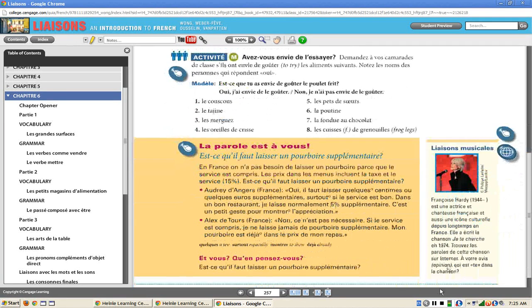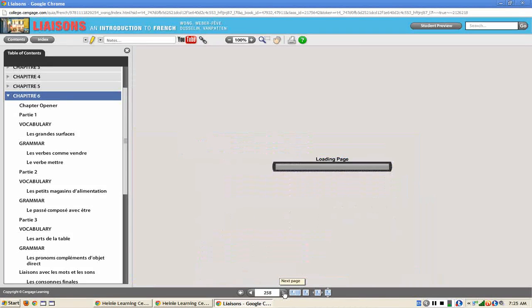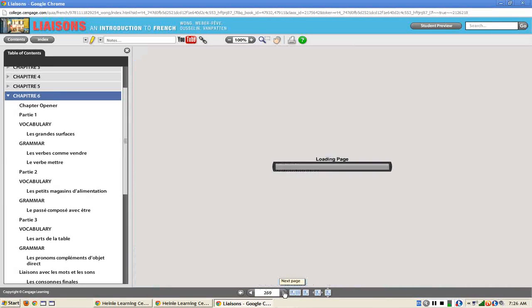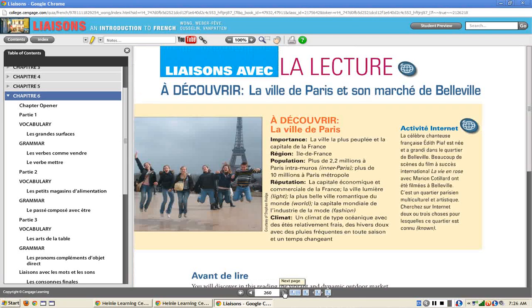Voilà. I just wanted to straighten out these concepts before we move on in the next lesson to the indirect object as well as the y and the en.